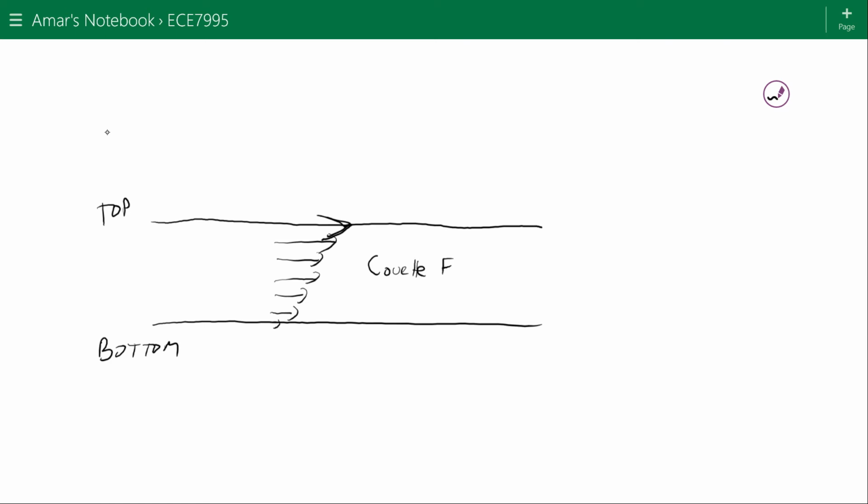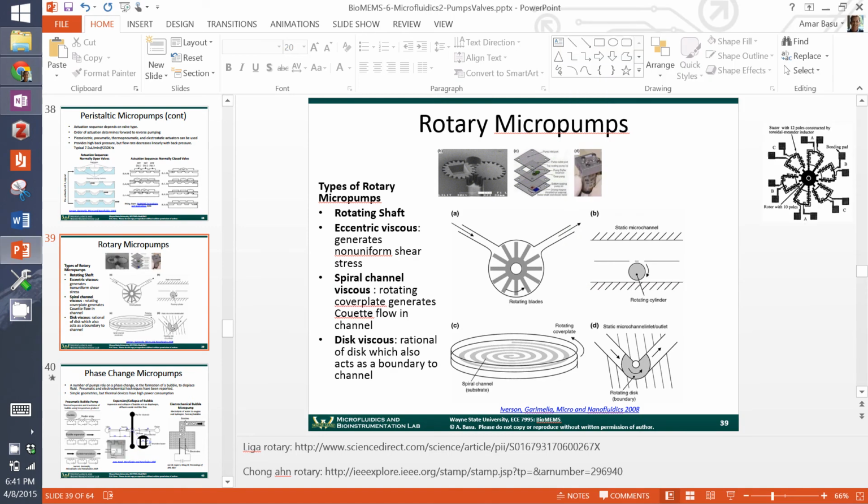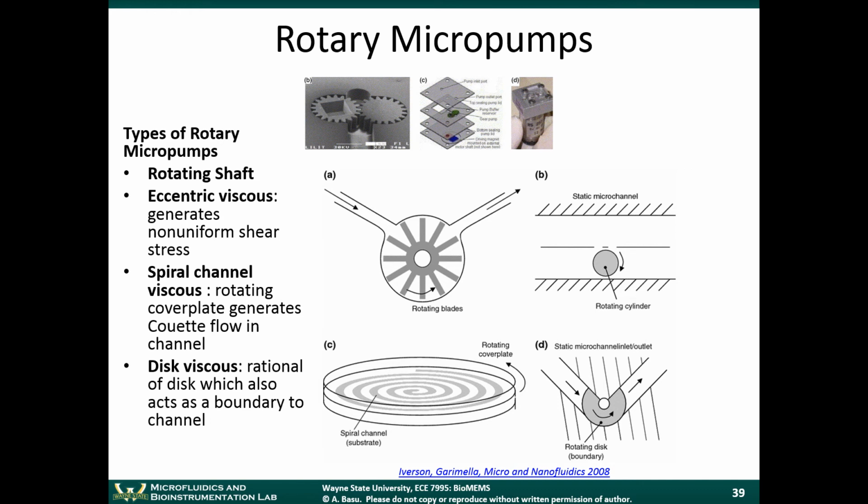Flow. Okay, you can go back and check the notes on that. So what's happening in here where you have the spiral channel? If you have a spiral channel and you're moving the walls, that Couette flow is dragging fluid along. That rotating motion is causing fluid to be dragged through the length of the channel in a corkscrew type fashion. So that's one way you can do this.